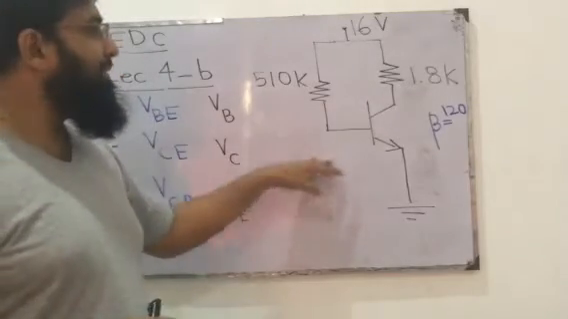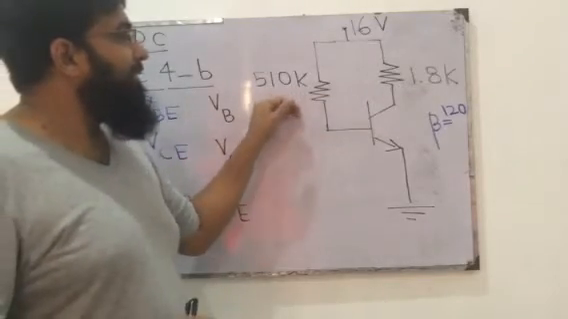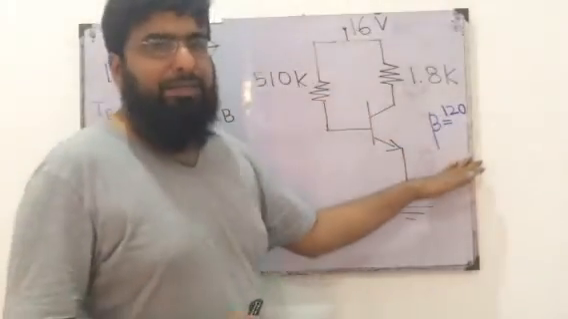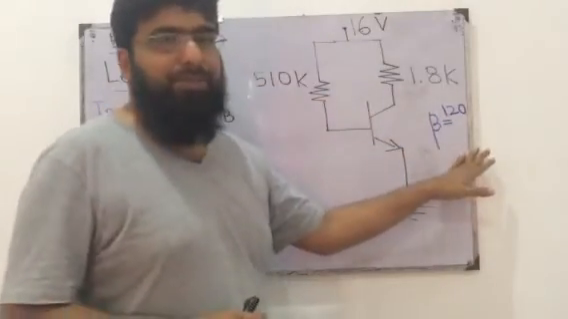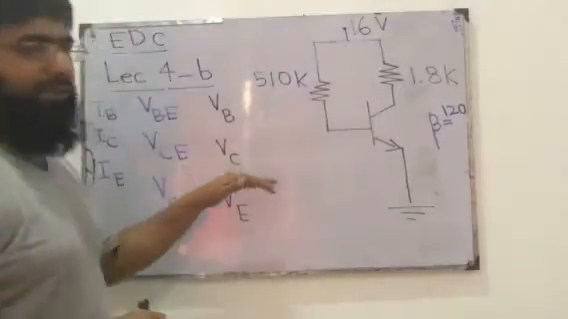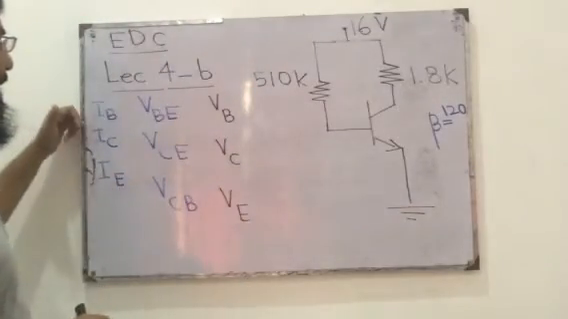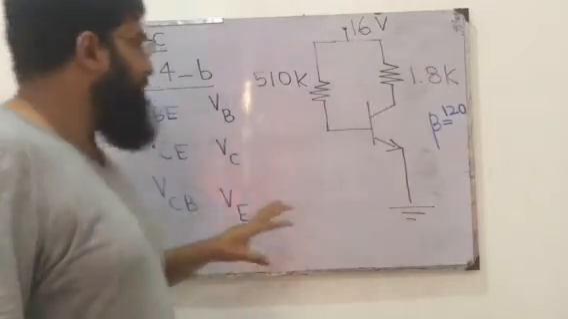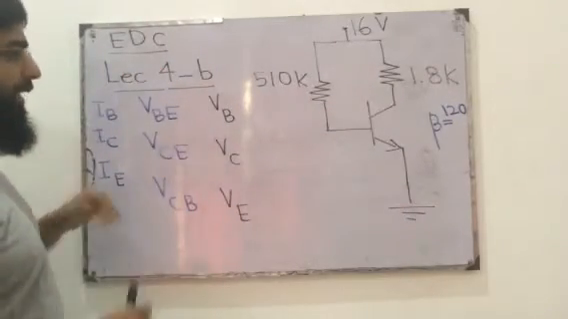We have the circuit. 510K is the base resistor, 1.8K is the emitter resistor. We have a 16 volt source and an NPN transistor with beta equal to 120. This is a fixed bias configuration. Given this information, we need to find out IB, IC, IE.